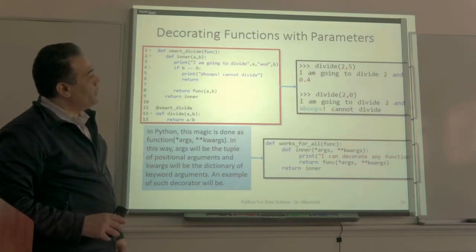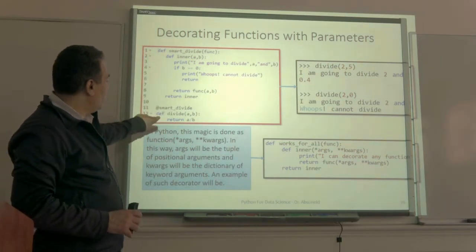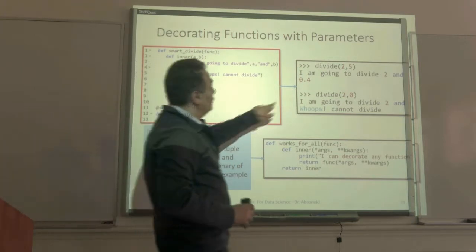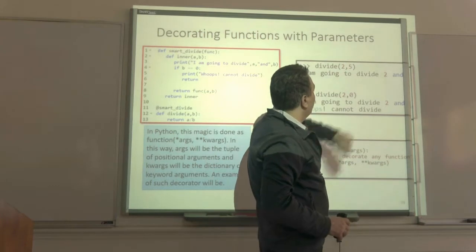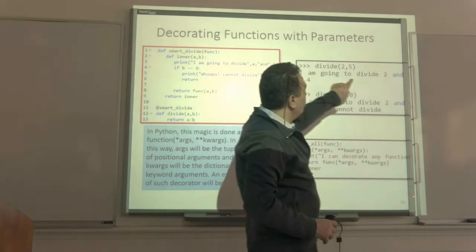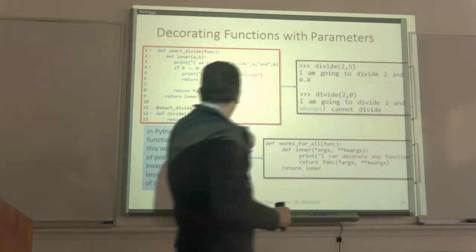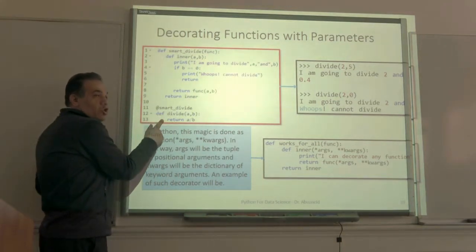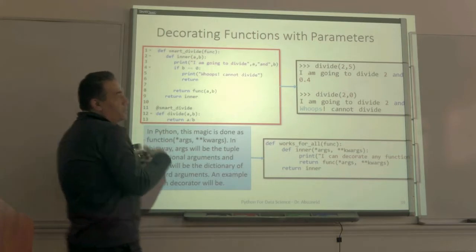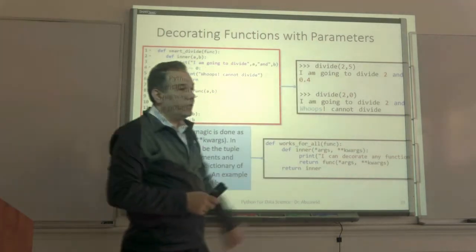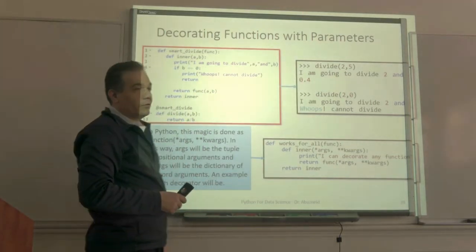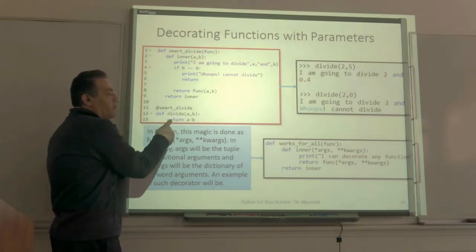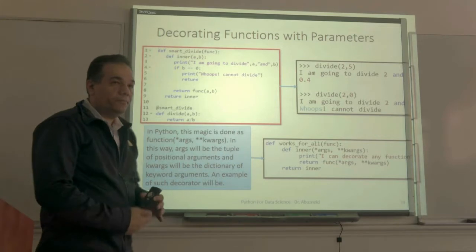Let's take a look at the execution. If I call this function now, divide 2 and 5, it prints: I am going to divide 2 and 5. Does the function have it? No. So where did this sentence come from? From the decorator. How do I know it's going to call the decorator? Because I have this line on top of the function.